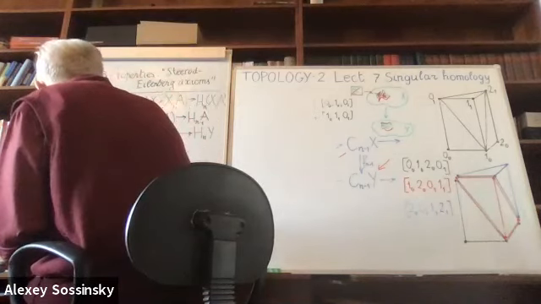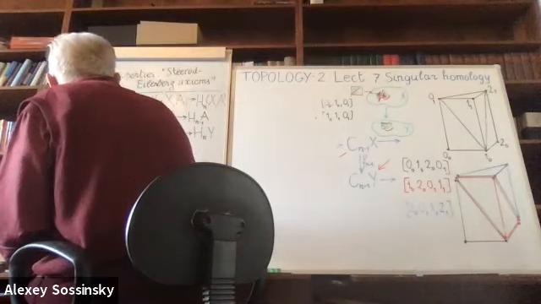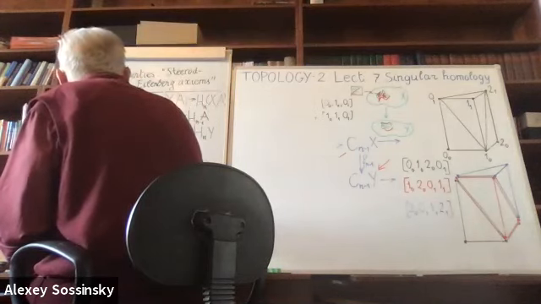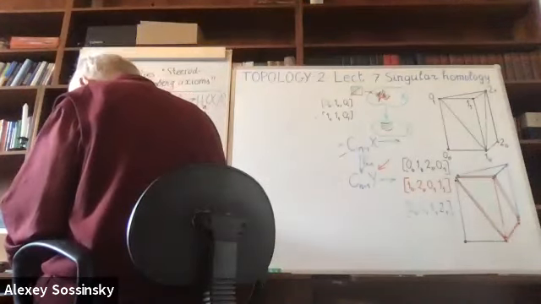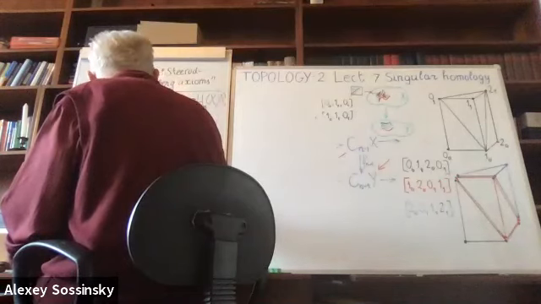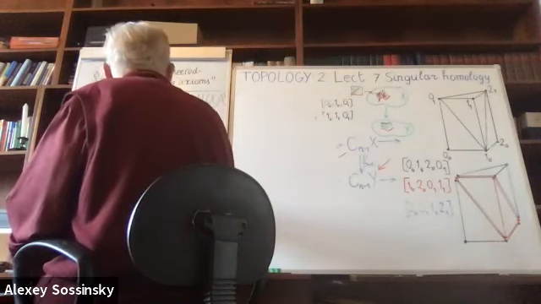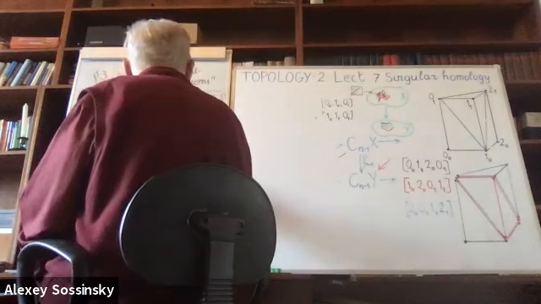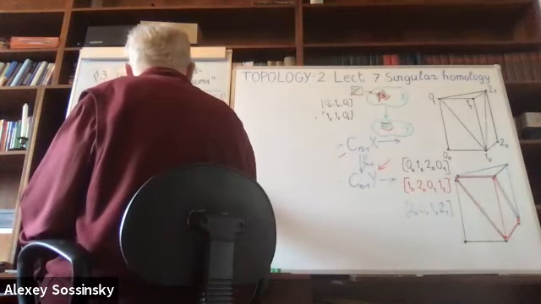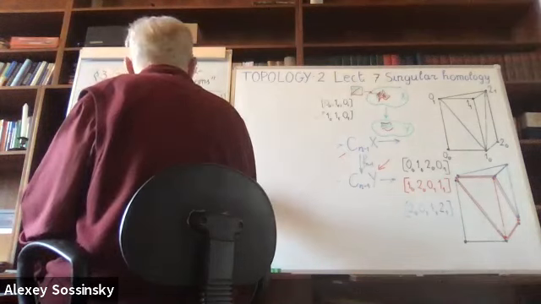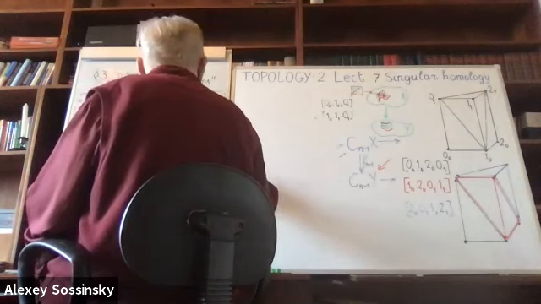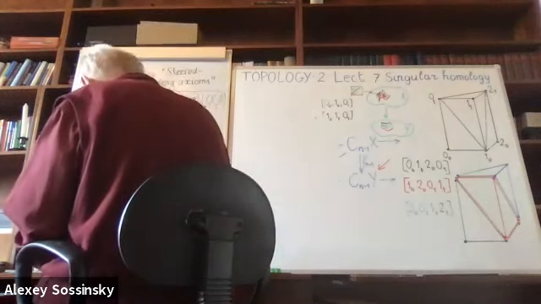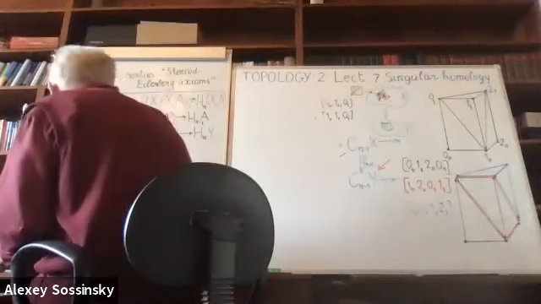Then we have the first property, a very simple property, which is called dimension, or sometimes normalization. It says that the zeroth homology group of a point is Z, and the nth homology group for n greater than or equal to 1 of a point is 0. That's dimension. And the next one is called commutativity.